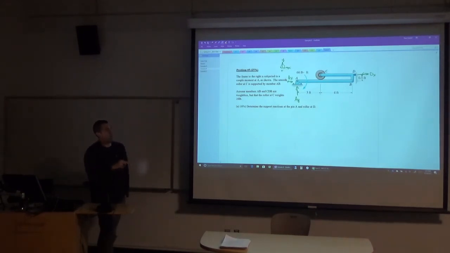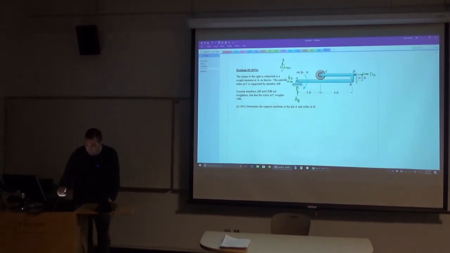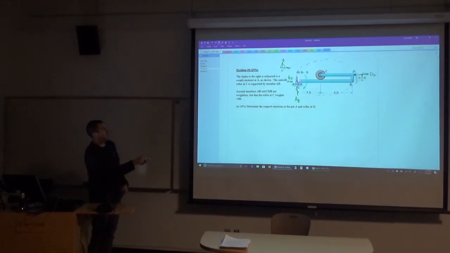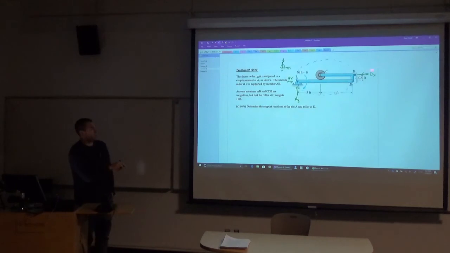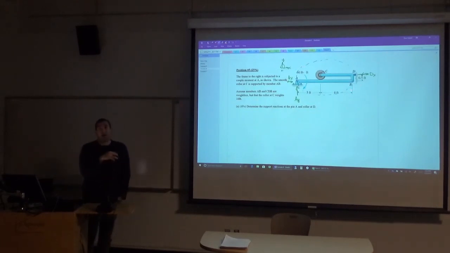But here, how many unknown reactions do I have? Shown right here. I've just made a section cut through the pin. I went all the way around. I made a section cut through the roller at D. Everywhere that I've made that section cut through the external supports, I just drew what that reaction is going to look like. And so 3 unknowns. So with this global free body diagram, I can solve for all of the external reactions.